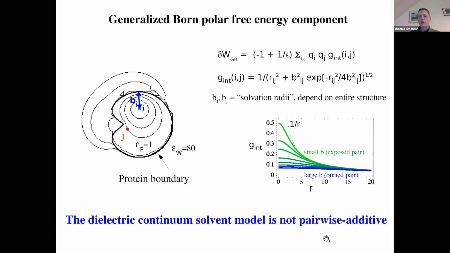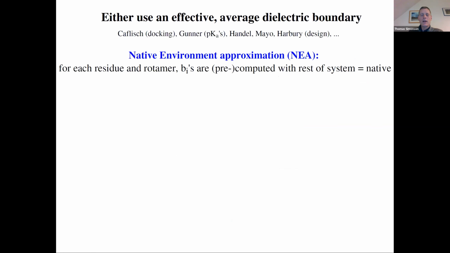What it means is the dielectric continuum solvent model is not pairwise additive. So for many, many years, everybody who used this kind of model in protein design and related problems used an effective average dielectric boundary. Just to make a long story short, you smooth the protein boundary, you forget about side chains hopping around between rotamers, you just take an average protein solvent boundary, and we have that in Proteus. We call it the native environment approximation. In the software, it's referred to by the keyword NEA.